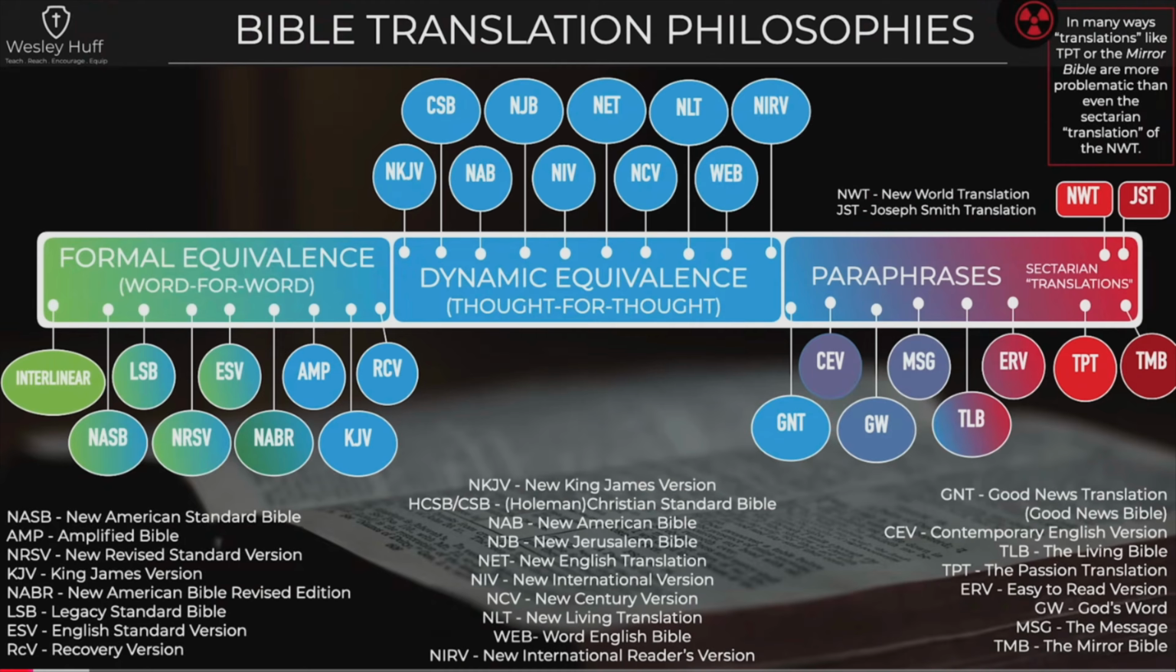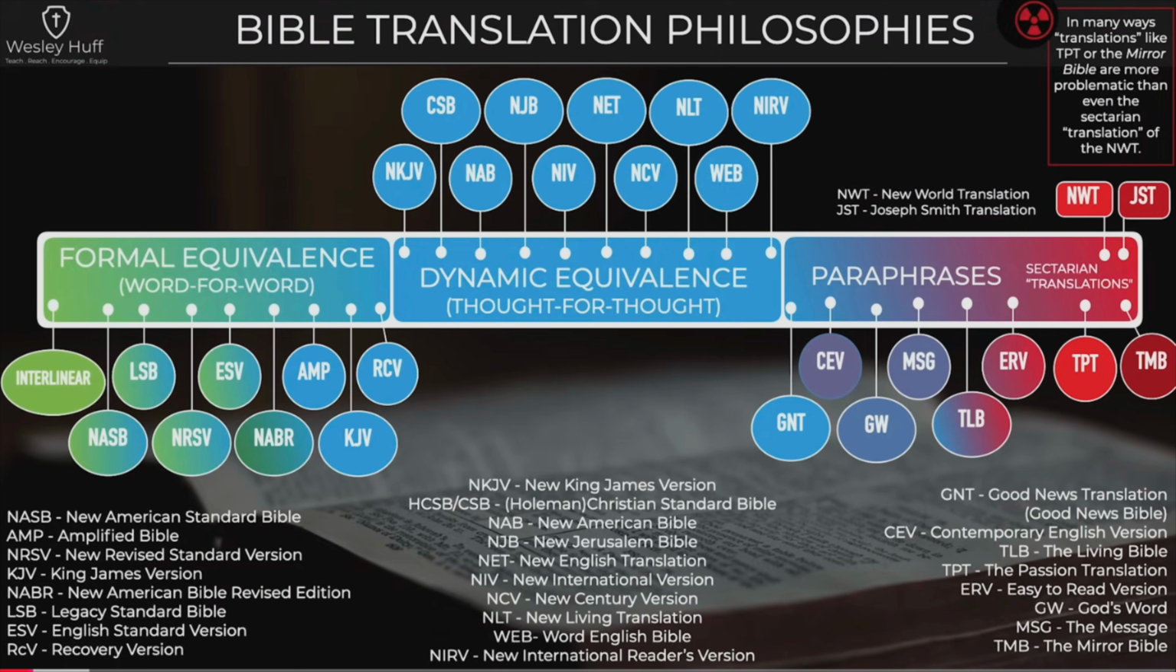Now, these three breakdowns are really created for different purposes. As you see here, the formal equivalents are the word-for-word translations. And then the middle section, dynamic equivalents, is thought for thought. And then on the right side is paraphrases.